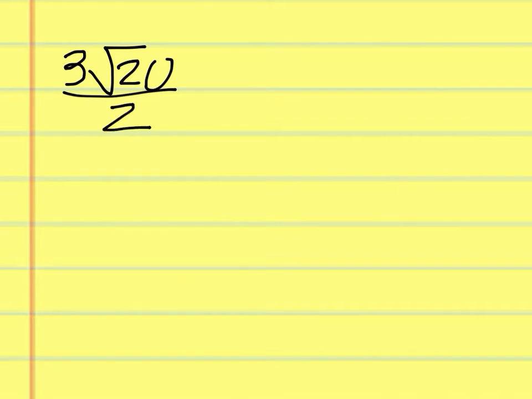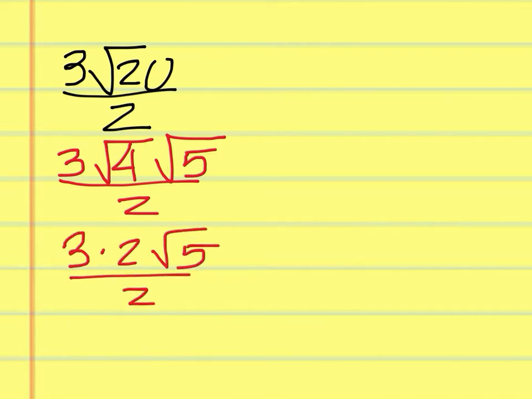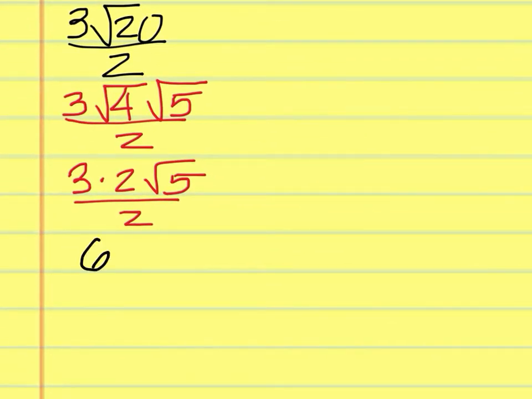Let's simplify 3 square root of 20 over 2. What is the highest perfect square that goes into 20? 4. So we'll break it up as 4 and what? 5. The square root of 4 is 2. And then we will end up with 6 square root of 5 over 2.